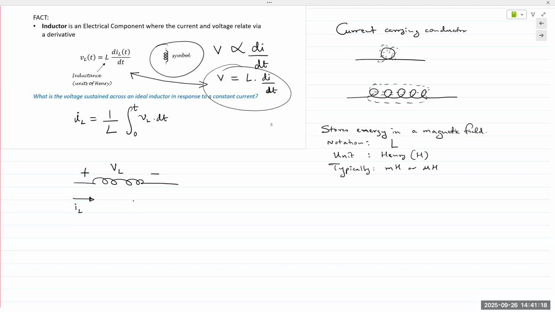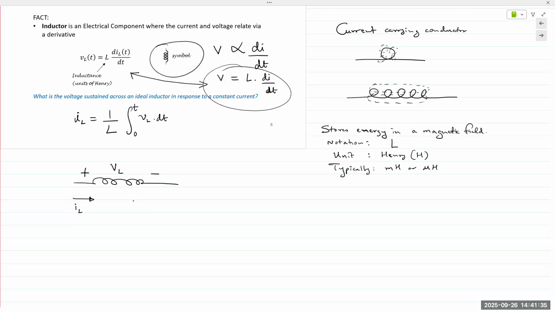While it's receiving the energy, there might be some opposition. What happens is the magnetic field is established, and that magnetic field gives rise to an EMF, or electromotive force, or voltage, that opposes or is in opposition to VL.